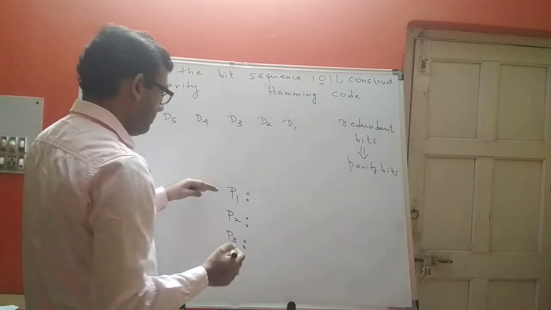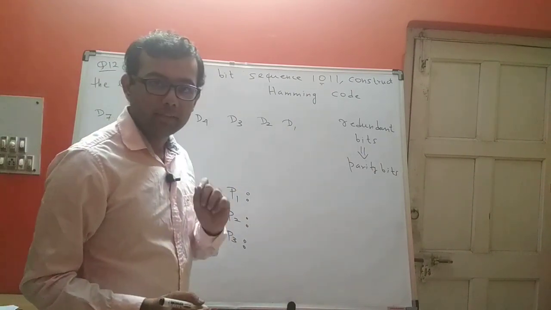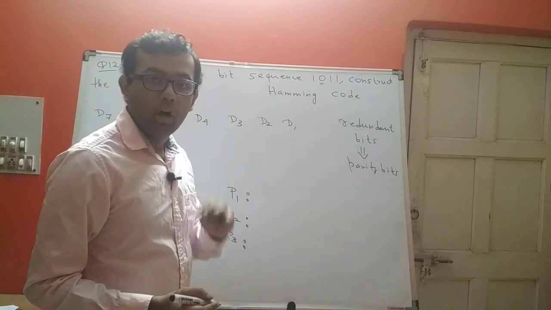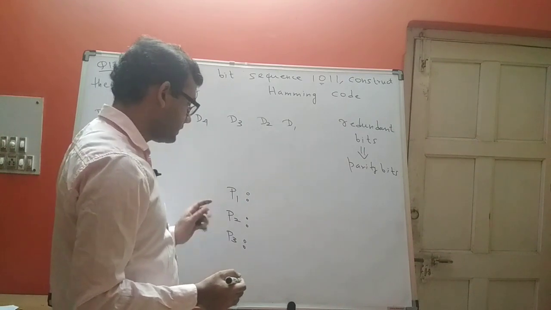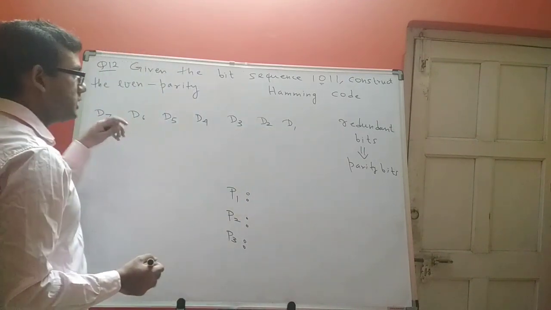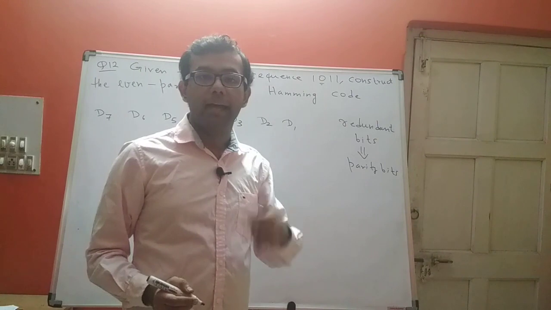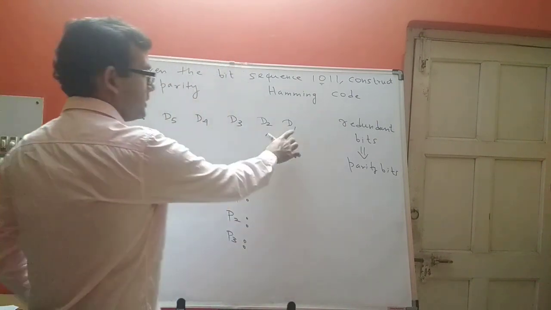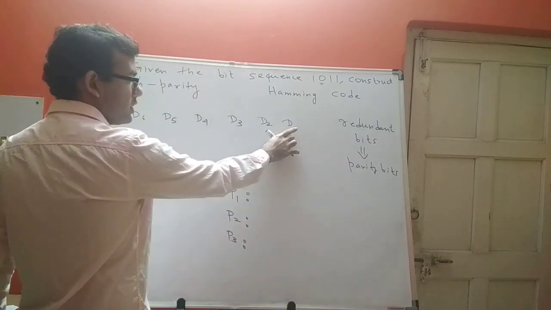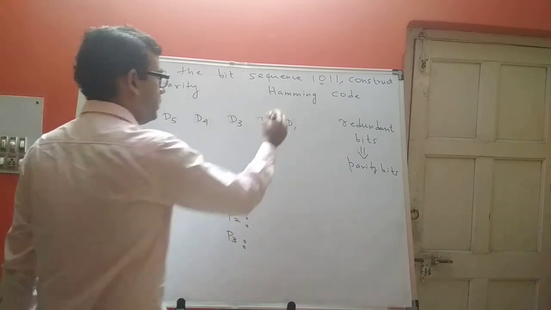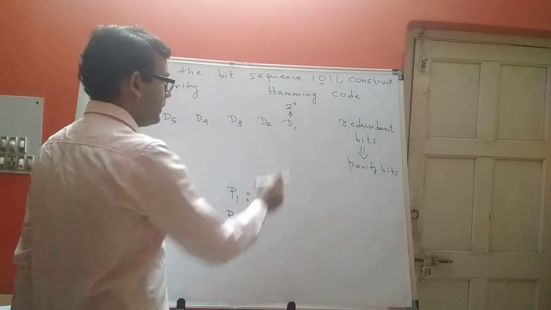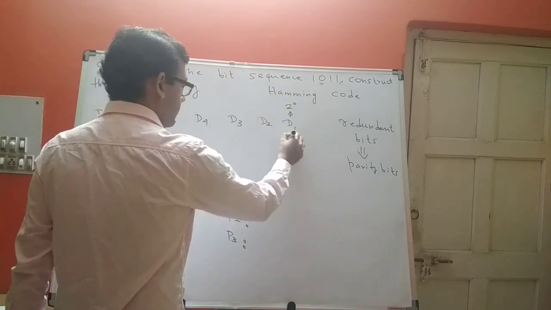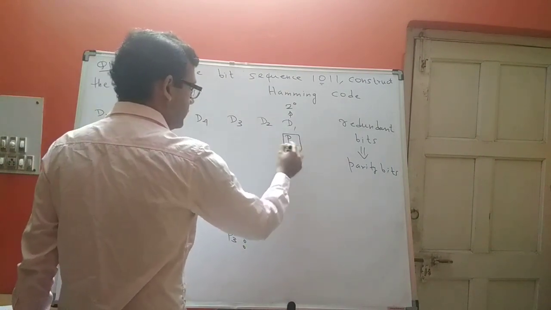Remember, parity bits will always be placed in positions of powers of 2. That means I'll place my parity bits only in those positions which can be expressed as a power of 2. Can I express position 1 as a power of 2? Yes, I can. How? I can write 1 as 2 to the power of 0. So my first parity bit, P1, will go here.